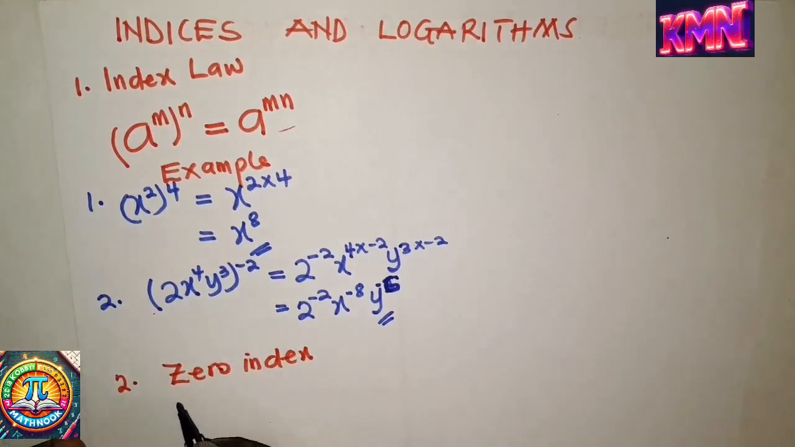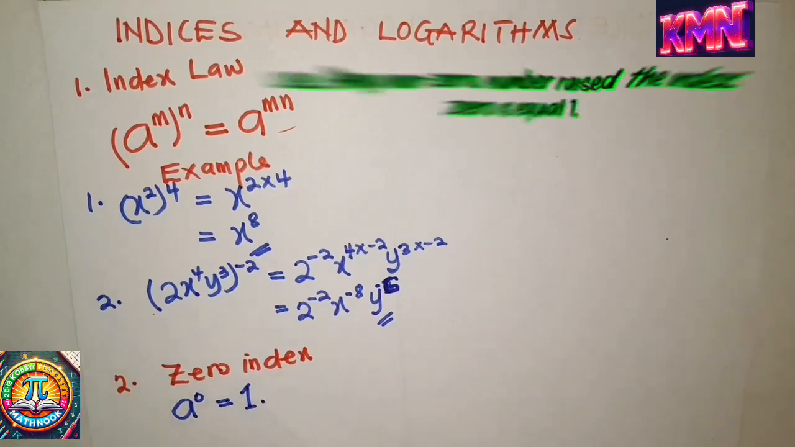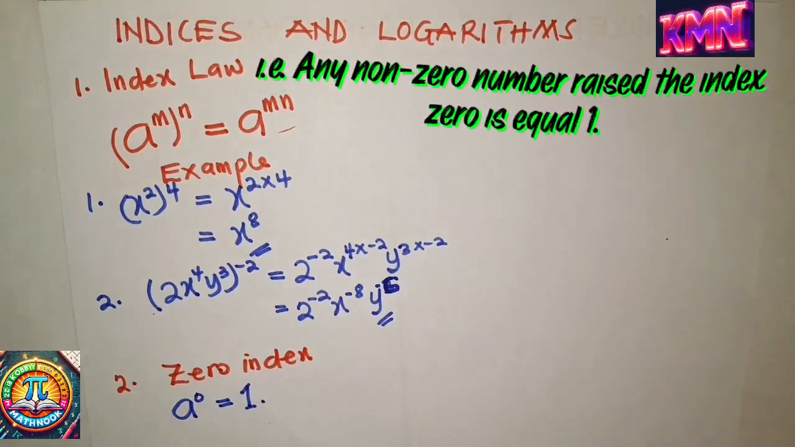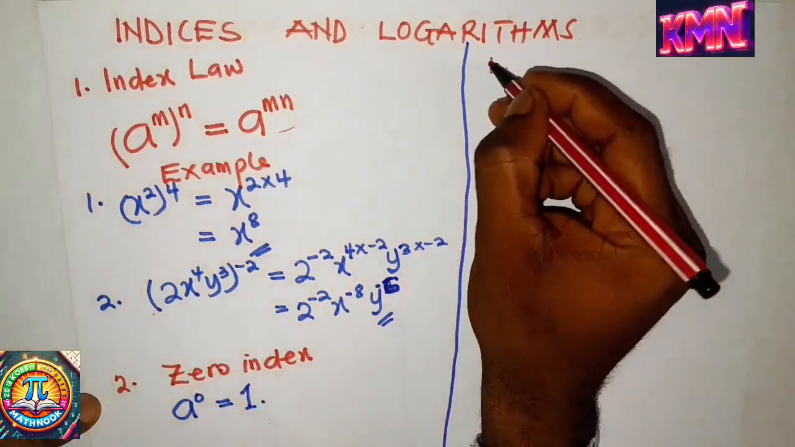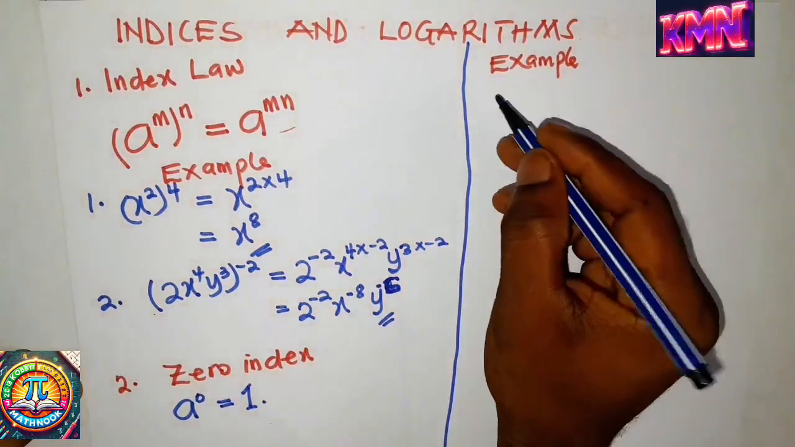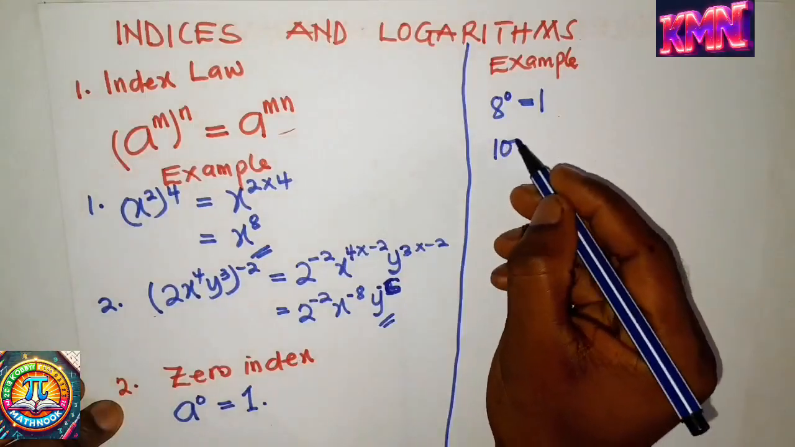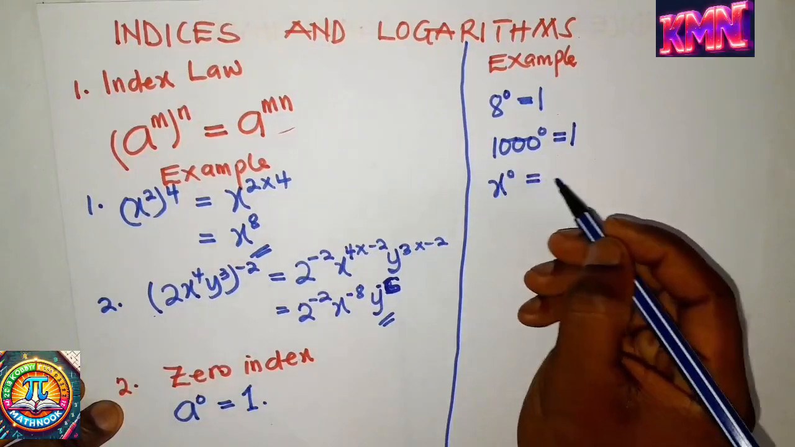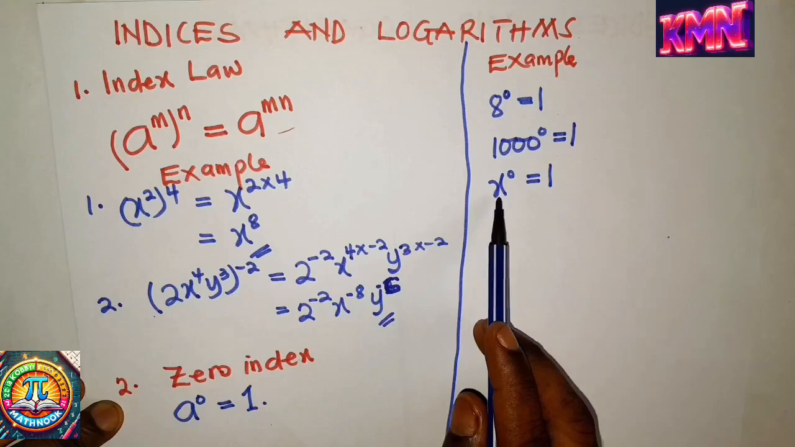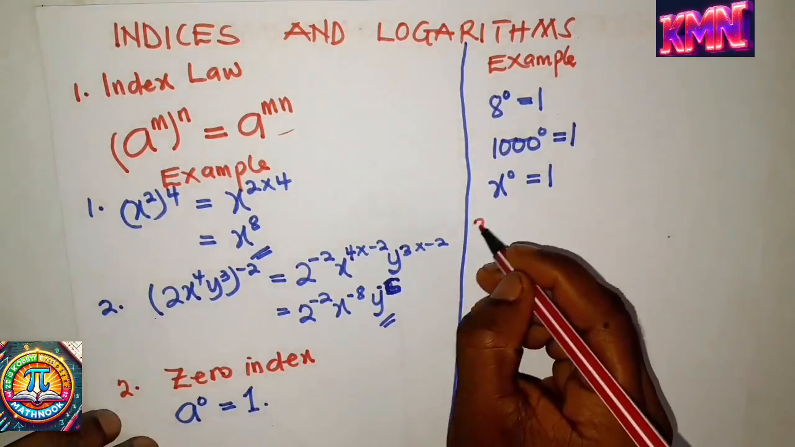Then the second property is the zero index property. It states that if you have a non-zero number to the exponent of 0, the result will be 1. Note that any non-zero number raised to the index 0 is equal to 1. For example, 8 to the power 0 gives you 1, 1000 to the power 0 gives you 1, and x to the power 0 gives you 1, as far as the base is not 0.